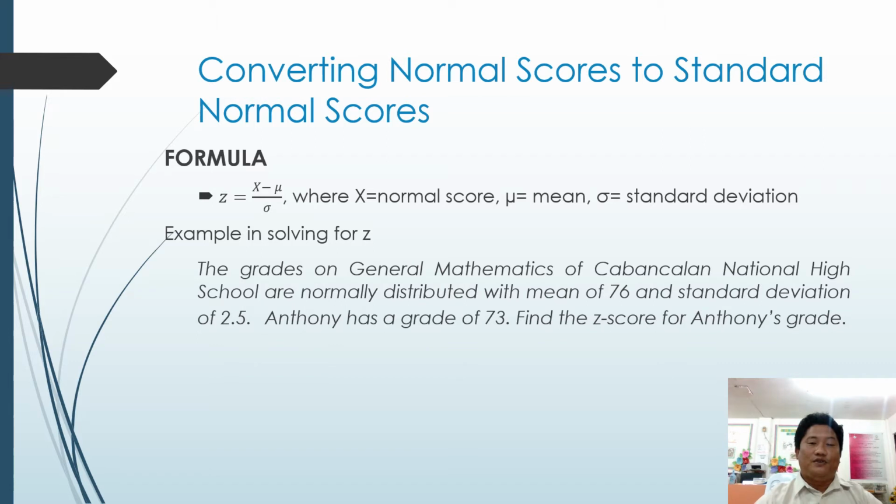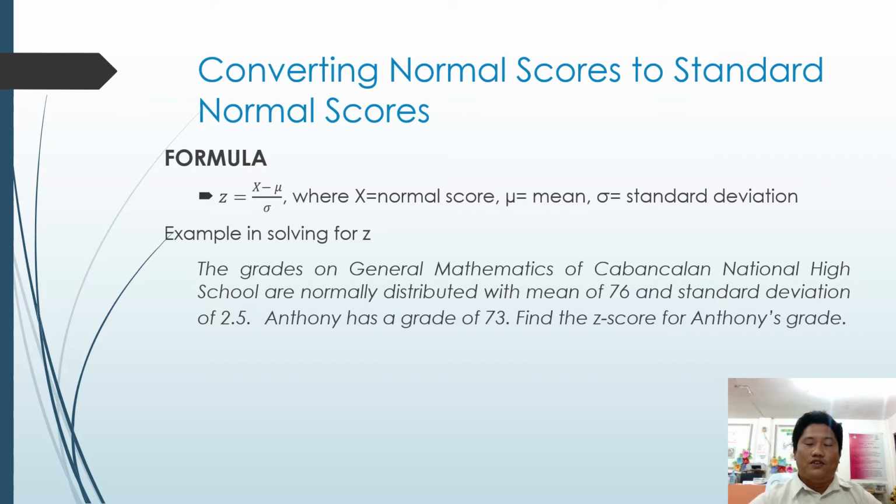So let's try to convert a normal score to a z-score. For example, we have here: the grades on General Mathematics of Cabancola National High School are normally distributed with a mean of 76 and a standard deviation of 2.5. Anthony has a grade of 73. Find the z-score for Anthony's grade.